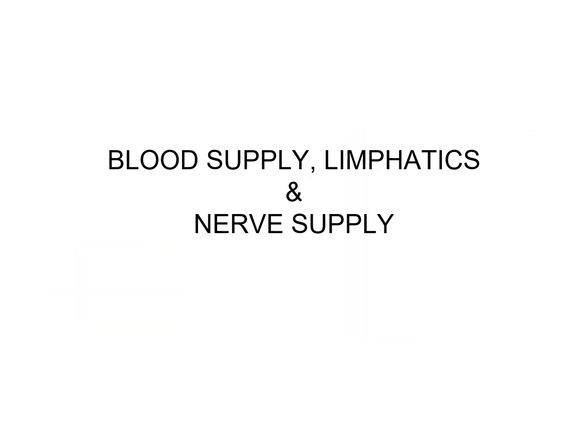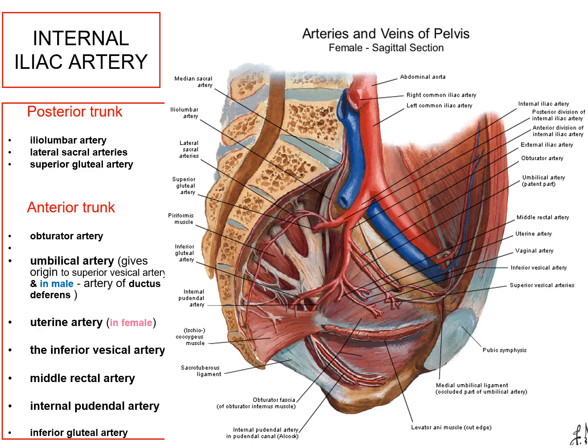Another part of this lecture is about blood vessels, lymphatics, and nerves of the pelvis. The internal iliac artery is the major artery of the pelvis and perineum. It originates from the common iliac artery on each side at the level of the sacroiliac joint. The artery courses inferiorly. It divides into anterior and posterior trunks at the level of the superior border of the greater sciatic foramen.